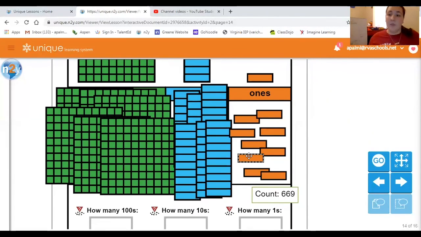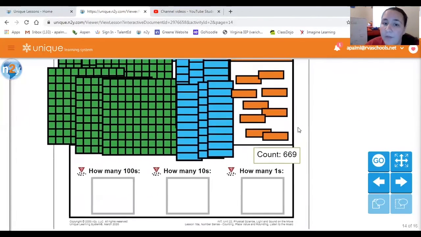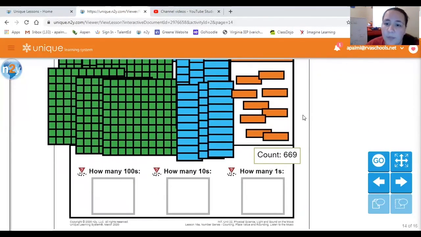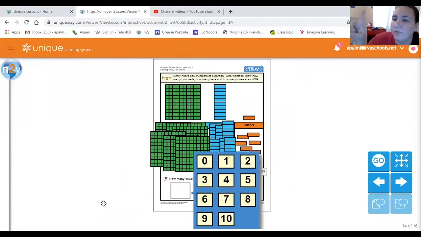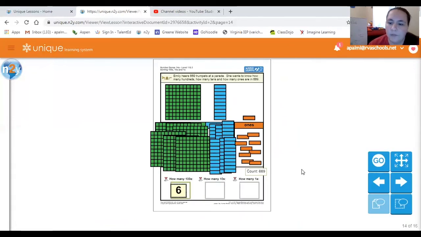Beautiful job. All right, our last job for the activity is to count how many we have of each. So how many flats did we put up there? We have 1, 2, 3, 4, 5, 6. So with your finger, can you find the number 6? Beautiful job. I saw lots of people pointing to the number 6.